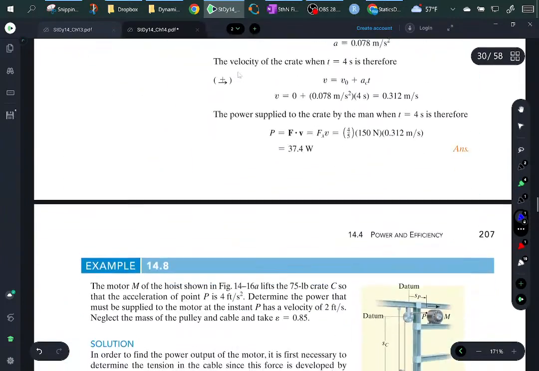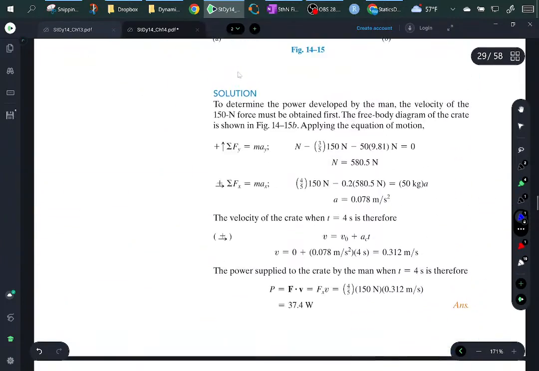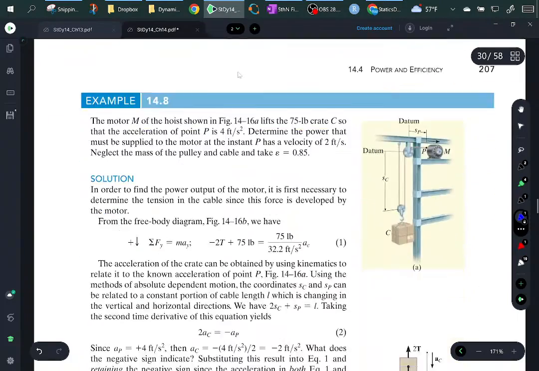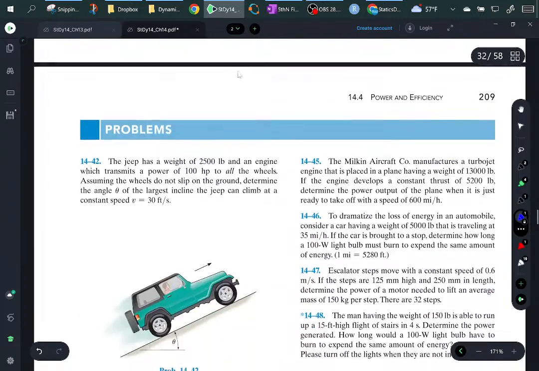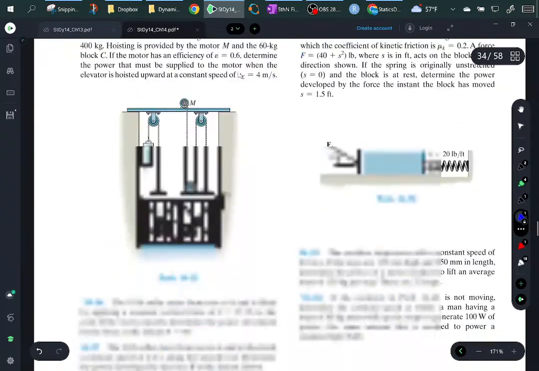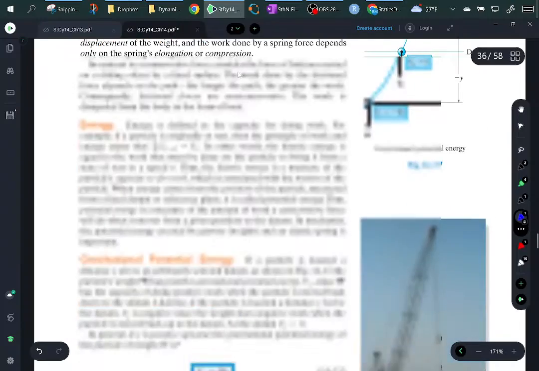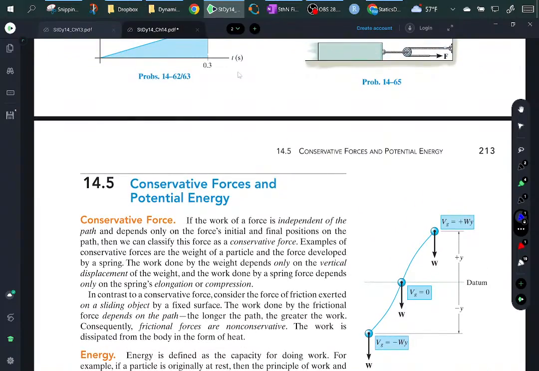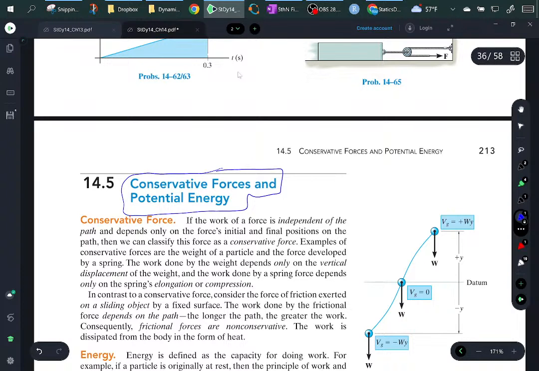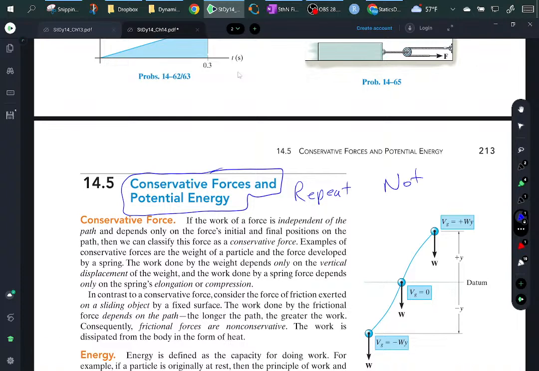So now he's going to go in and say how many watts this person is putting out, things like that. I do not know how many problems are in this section. Okay. And now he goes into a section called conservative forces and potential energy. It's almost like a small repeat, but there's new notation. And let me go through this a little bit.